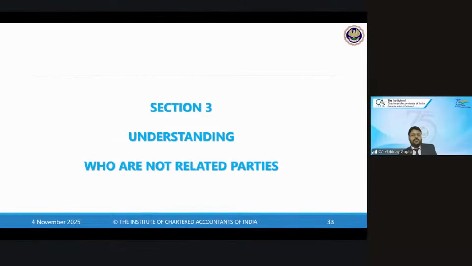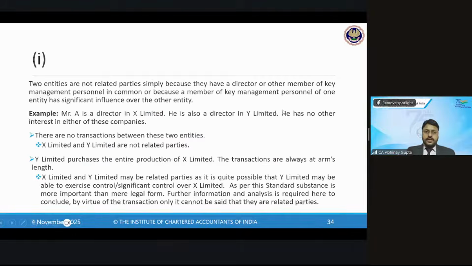By now we have understood which all parties are related parties, right? Now we need to understand which all are not related parties. So the standard is explicitly giving a few parties in this bucket as well, right? So the standard says two entities are not related parties simply because they have a director or other KMP in common, right?